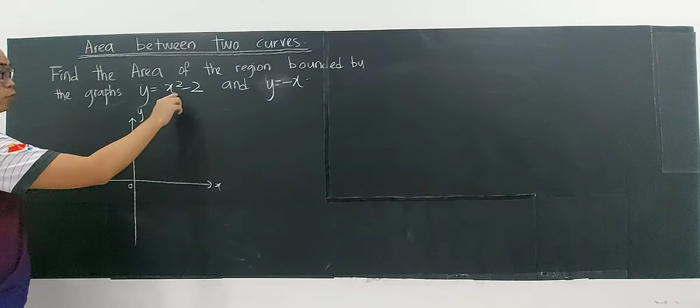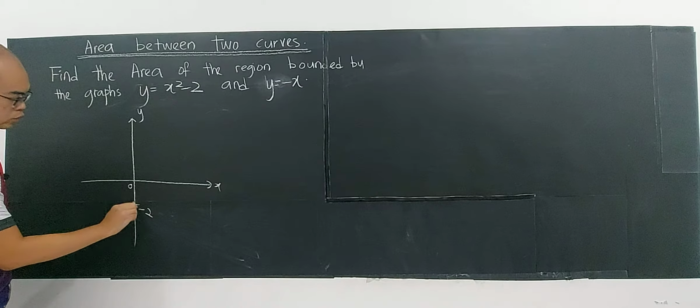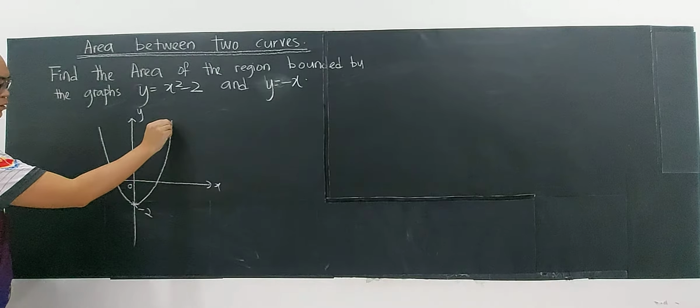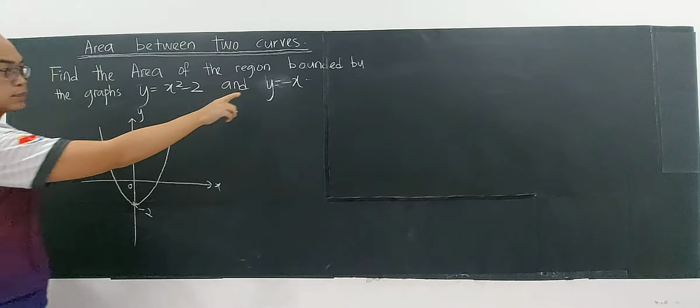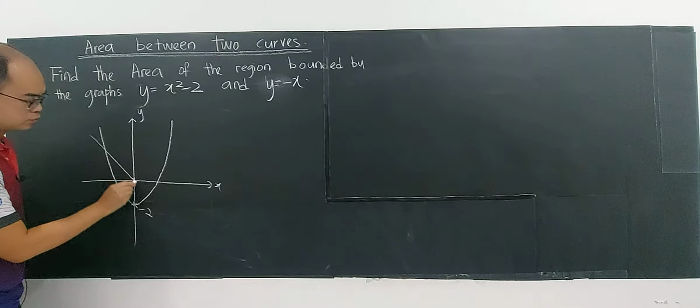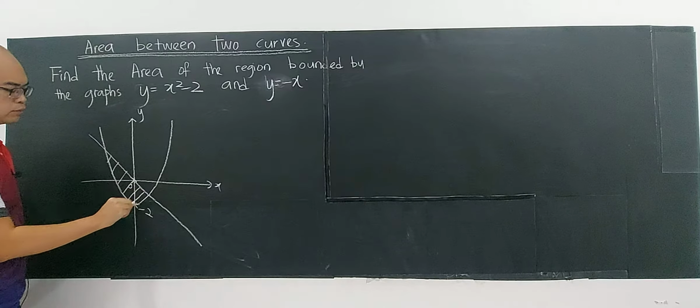So I have the graph of y equals x squared minus 2, right, negative 2. So the graph will be moving this way. It's between the quadratic curve and this line, right? So y equals negative x, you know that it will be passing through this way. So this is the region bounded, right?